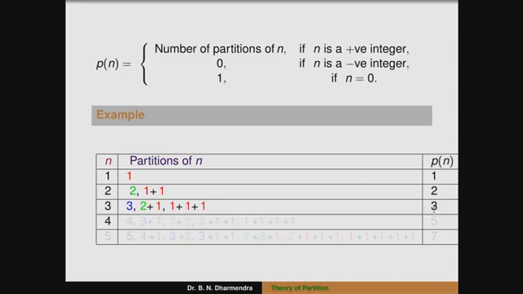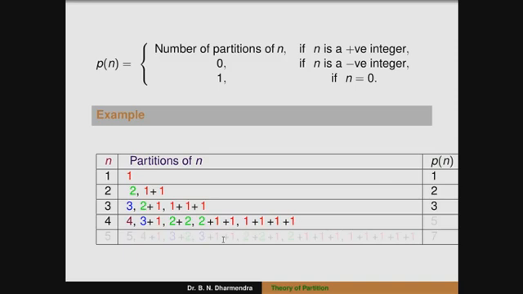Next, similarly, if n is equal to 4, then the partitions can be written as 4. The next one is 3 plus 1, reducing the 4. The next is 2 plus 2. Again 2 can be written as 1 plus 1, that is 2 plus 1 plus 1. Again this can be written in terms of 1, that is 1 plus 1 plus 1 plus 1.